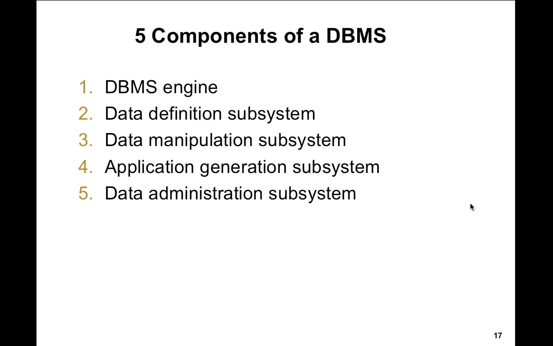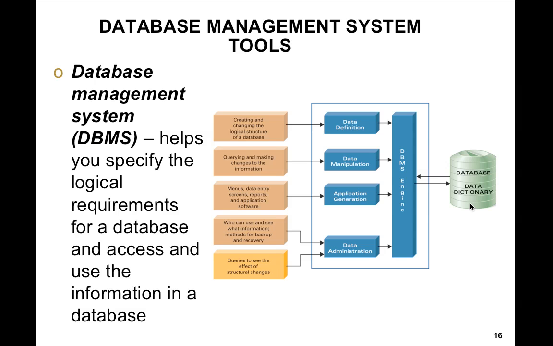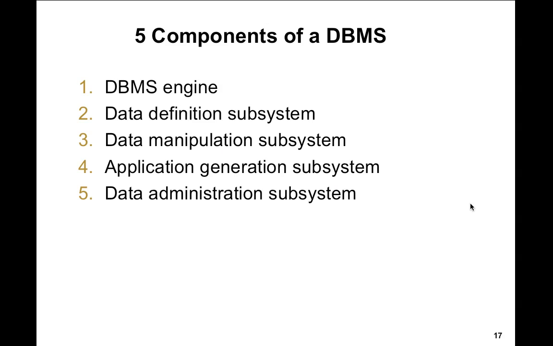So the 5 components that we're looking at, and this is kind of a review of what's on the slide right here, but you can't read the writing on the little picture. We have the engine. We have the definition system. We have the data manipulation system. That's the query language. That's your ability to update the data, change the data, get information out of it. Application generation system. That's for your form generators, your report generators, all of your different tools. And your administrative system, which allows you to set usernames, passwords, access rights, and set security, stuff like that.